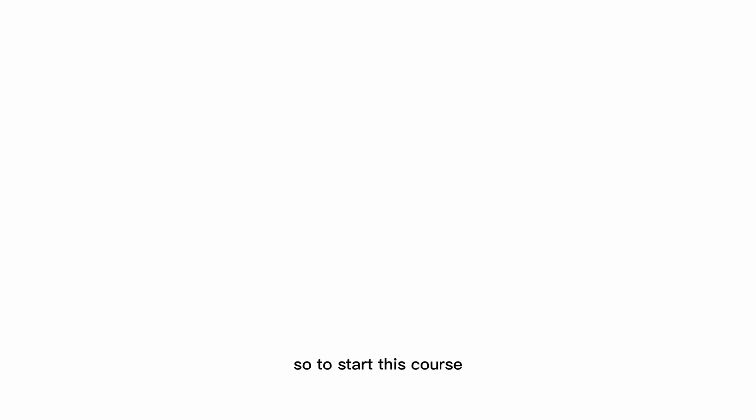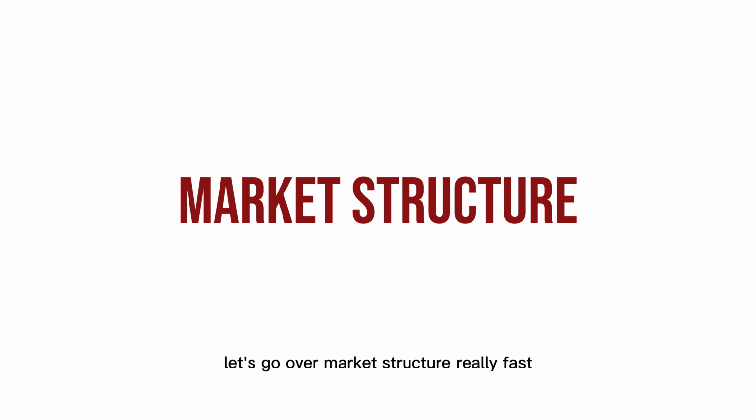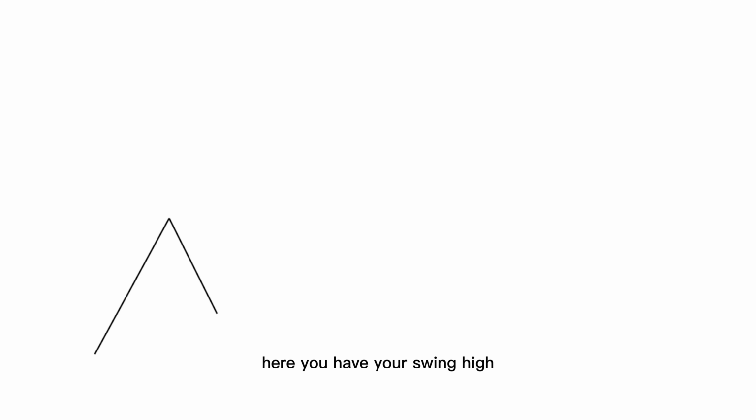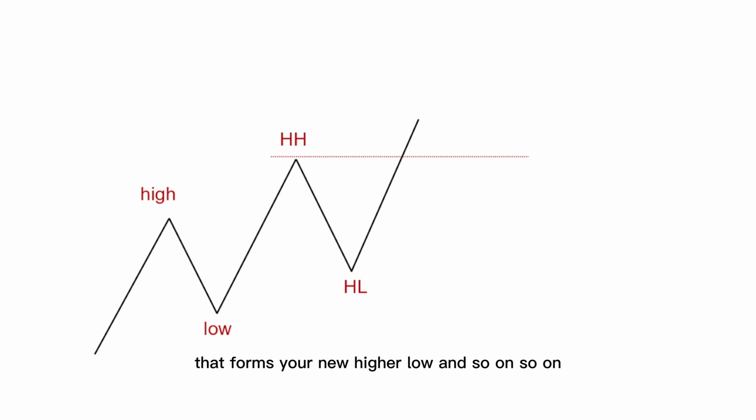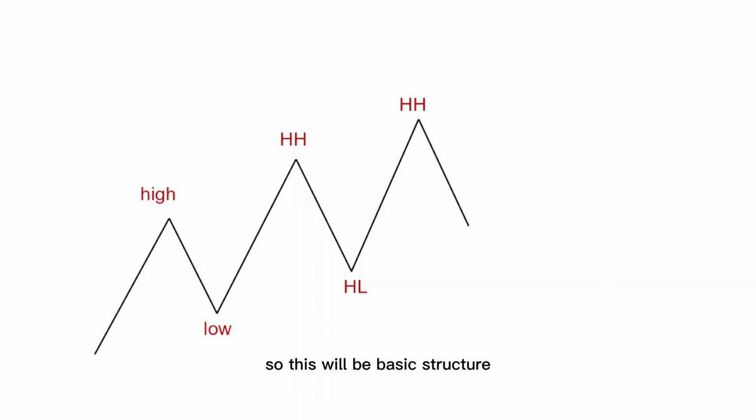So to start this course, let's go over market structure really fast. Here you have your swing high. Once your swing high is broken, it forms your swing low. Once price comes back into the range, that forms your new higher high. And once your higher high is broken, that forms your new higher low, and so on, so on. So this will be basic structure.